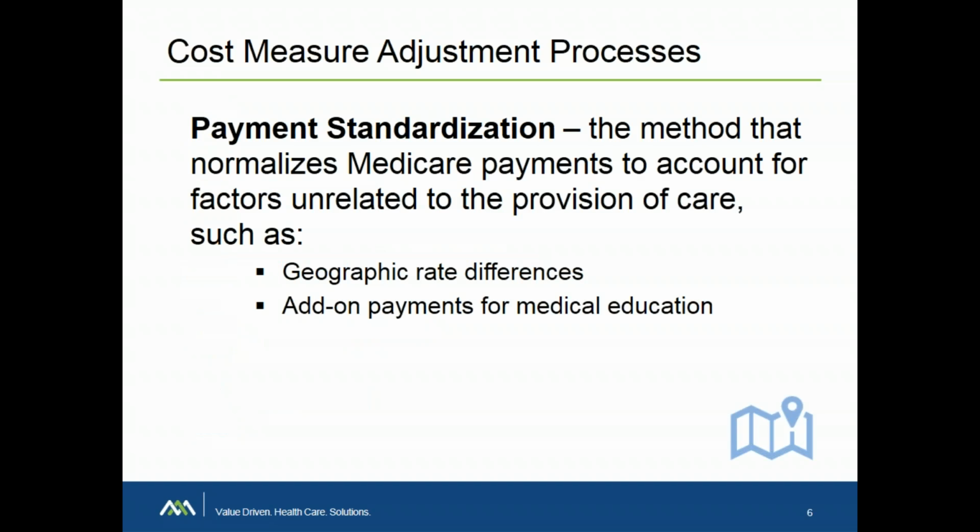So payment standardization is the method that normalizes Medicare payments to account for factors unrelated to actually providing the care. So this would be, for instance, difference in geographic rates. It's obviously more expensive to provide care in California than it is in Ohio or Michigan. And also for any add-on payments for things like medical education. So if a clinic has medical residents, there may be additional payments made on claims to account for that extra time and resources being invested on the practice side.